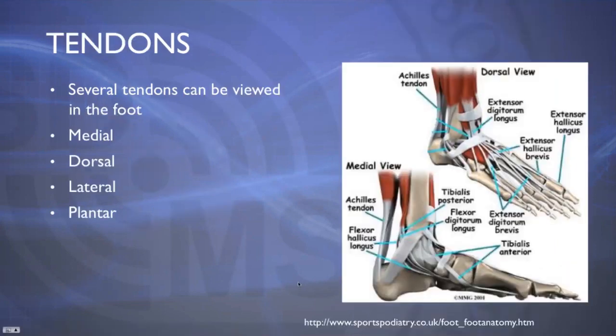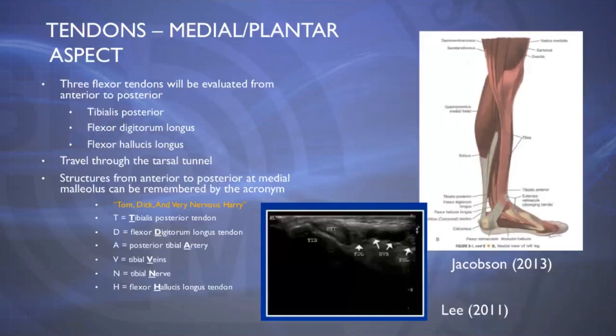There are also several tendons that we can view in the foot on the medial, dorsal, lateral, and plantar aspects, and we'll go through each of these individually. On the medial to plantar aspect, we're going to see three flexor tendons that we will evaluate from anterior to posterior, and these include the tibialis posterior, the flexor digitorum longus, and the flexor hallucis longus. They travel through the tarsal tunnel on the medial aspect of the ankle.